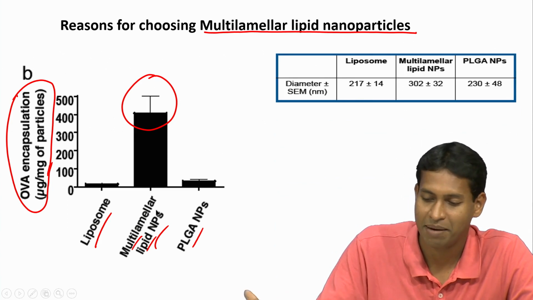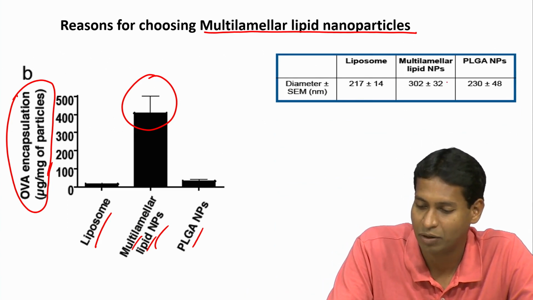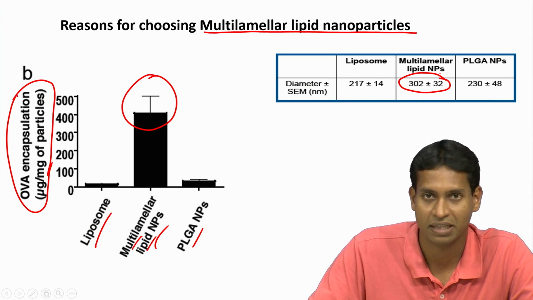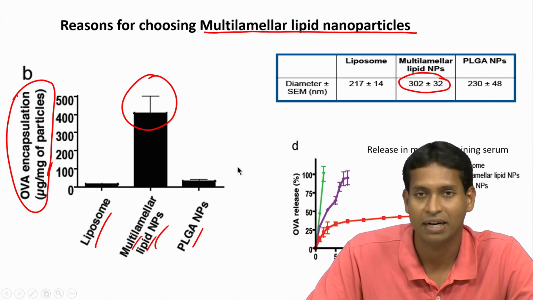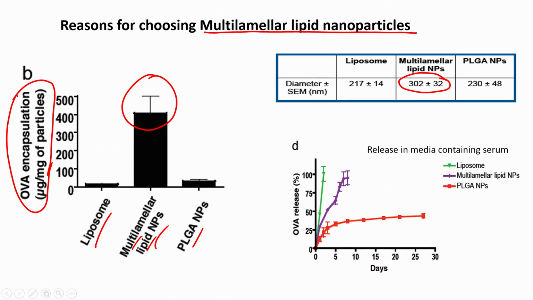They then measured the diameter and found it to be fairly similar, so that was not causing this change in overloading. They also looked at how long you can release this. What they found is that with PLG nanoparticles, they have a lot more control and get much higher release times. If they are just using liposomes, it gets released in 1 or 2 days, fairly rapidly.